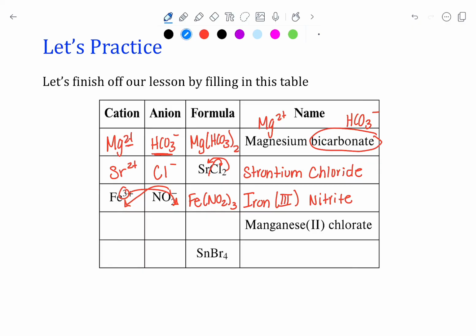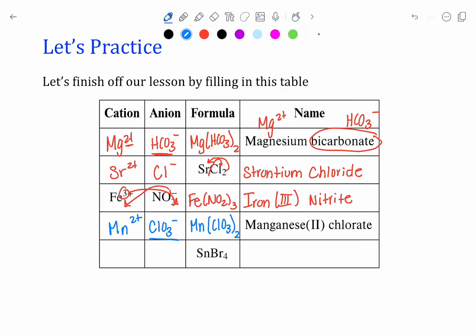So from the name manganese 2 chlorate, we already know our cation, manganese, has a charge of 2+. Chlorate is one of those that we looked at earlier. Chlorate is ClO3-. So the formula becomes Mn(ClO3)2, because I need 2 of the 1- chlorates to balance out the 2+ charge of the manganese.